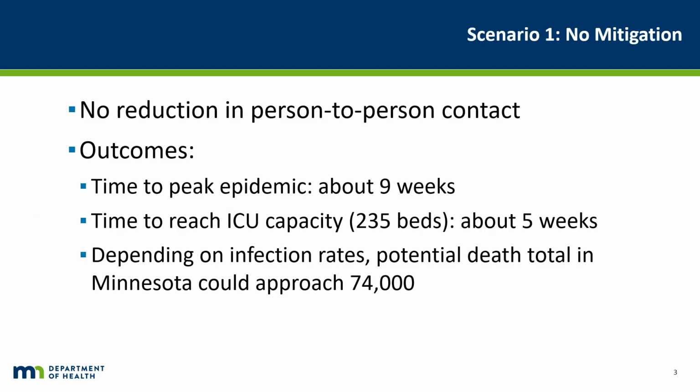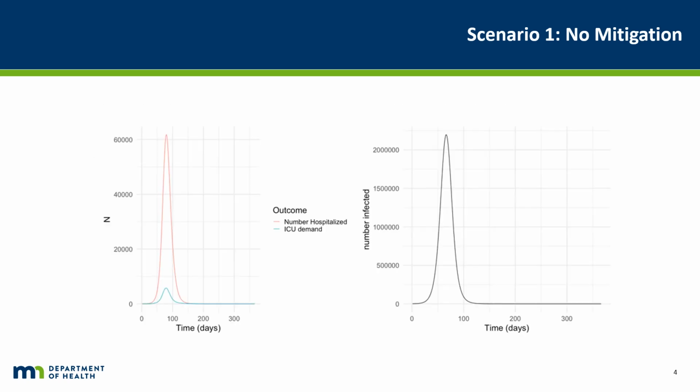So in scenario 1, we model no mitigation, including the social distancing strategies that we've been engaged in thus far. So this is really with no change to contact patterns at all. Under that scenario, we're estimating a time to peak epidemic of about 9 weeks and a time to reaching the state's current estimated ICU capacity in about 5 weeks. And again, these estimates are both very uncertain and preliminary in our estimation.